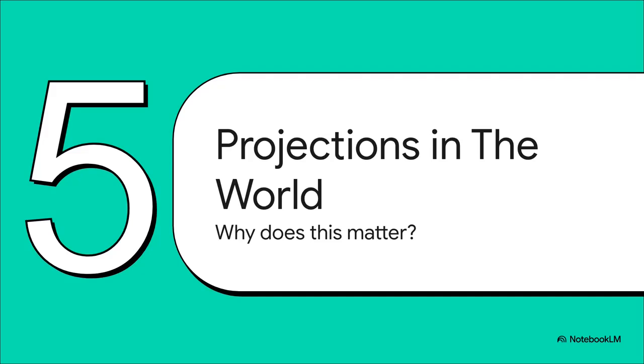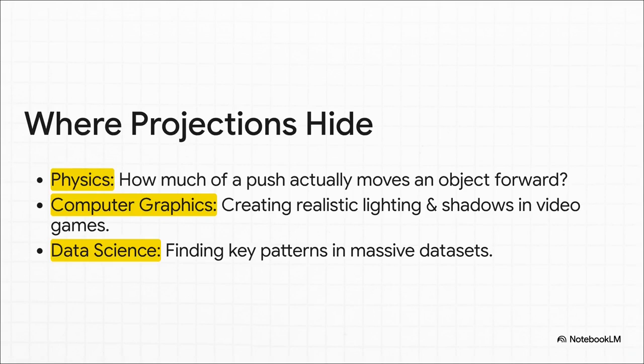Okay, so this is all pretty cool to look at. But what's the point? Why does any of this actually matter? Well, it turns out these vector shadows are hiding everywhere. Seriously, this idea is fundamental. In physics, if you're pushing a lawnmower, projection calculates how much of your push is actually making it go forward versus just pushing it into the ground. In every single video game or animated movie you've ever seen, the computer is running projection calculations nonstop to create realistic light and shadows. And in data science, it's used to help find the most important information in huge, complicated sets of data. It's a total workhorse.